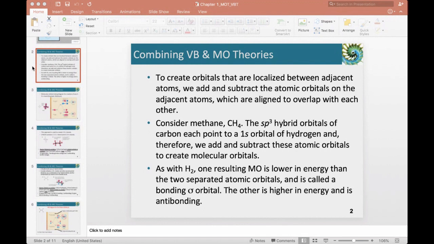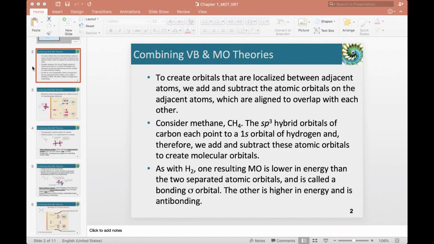Hello everyone. So in this video now, I am going to start talking about how we can combine valence bond theory and molecular orbital theory to actually come up with the molecular orbitals of organic molecules. So what exactly do I mean by combining valence bond theory and molecular orbital theory?